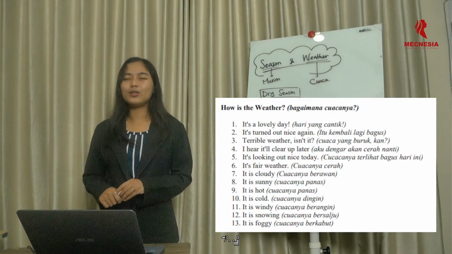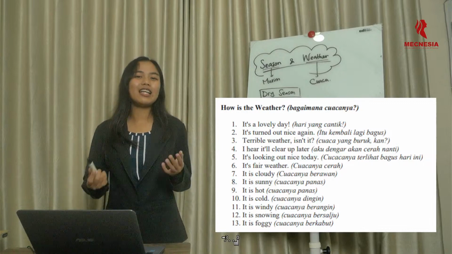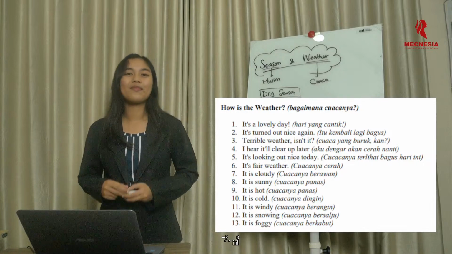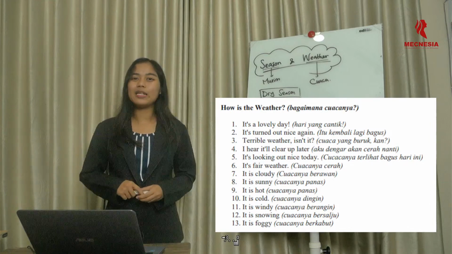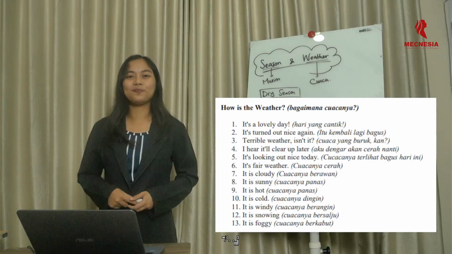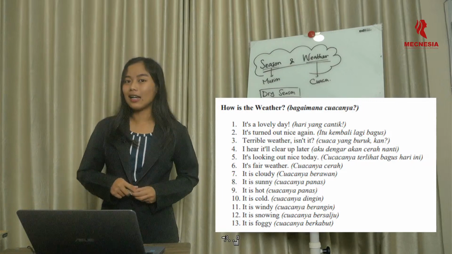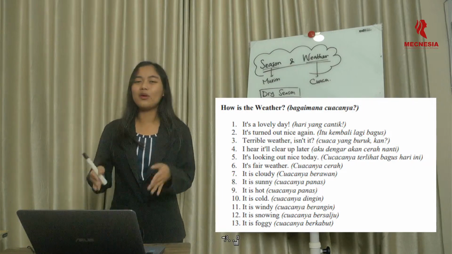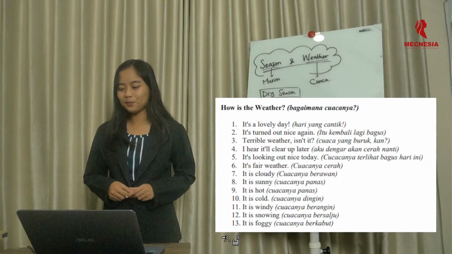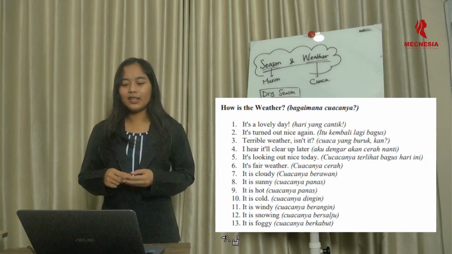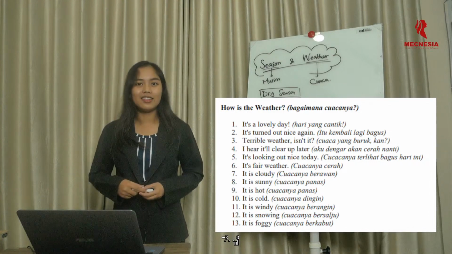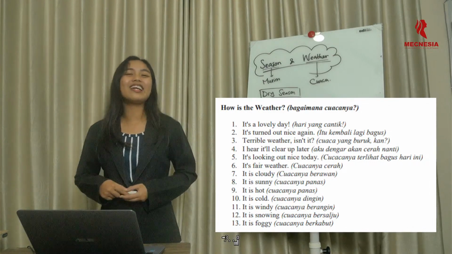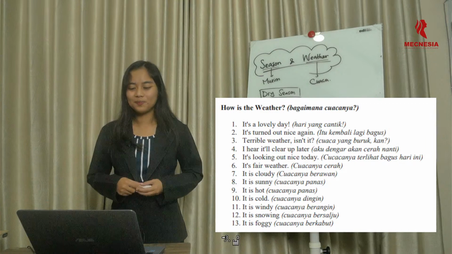Next, kalau cuacanya berawan, you can say, it's cloudy. Let's say it with me. It's cloudy. Cloudy berasal dari kata cloud yang berarti awan. So, cloudy artinya berawan. Next, you can say it's sunny. Ketika cuacanya cerah, it's sunny.